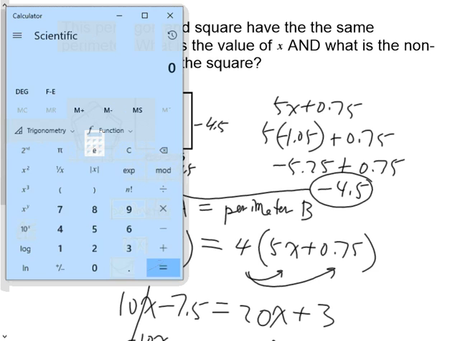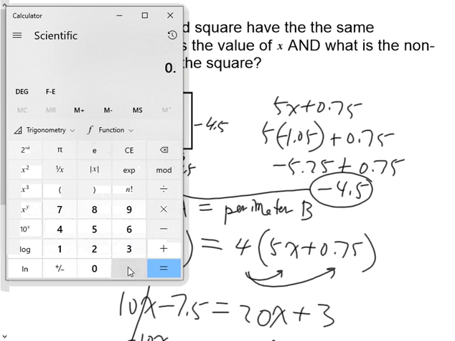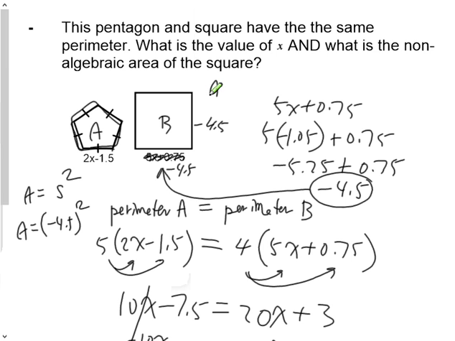Take your calculator. What is negative 4.5 squared? Negative 4.5 squared would be times itself. Negative 4.5 squared is 20.25. So therefore, the area is 20.25 units squared.